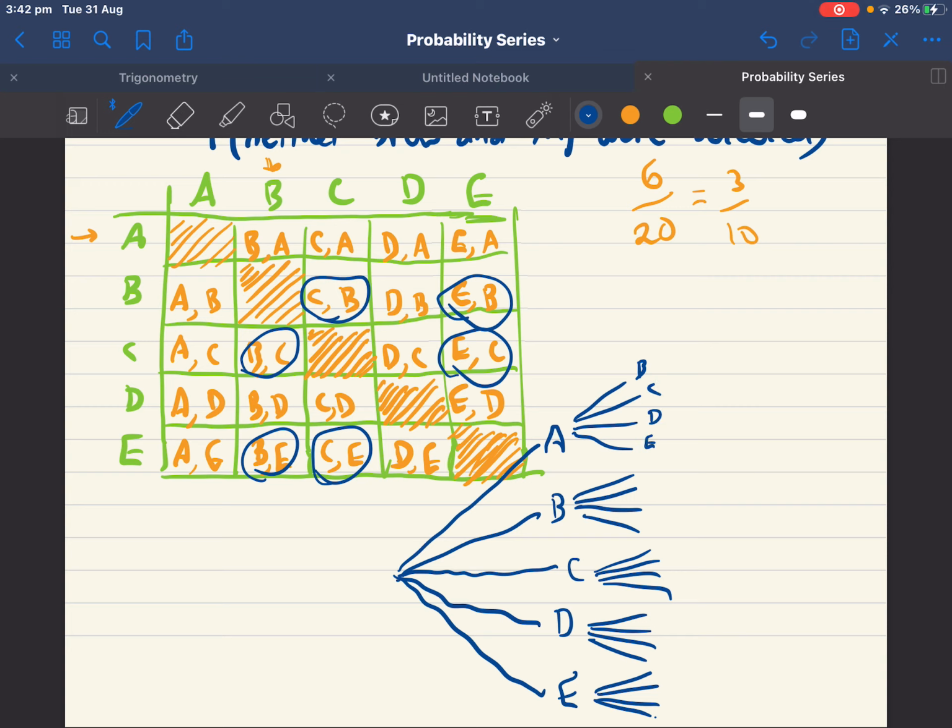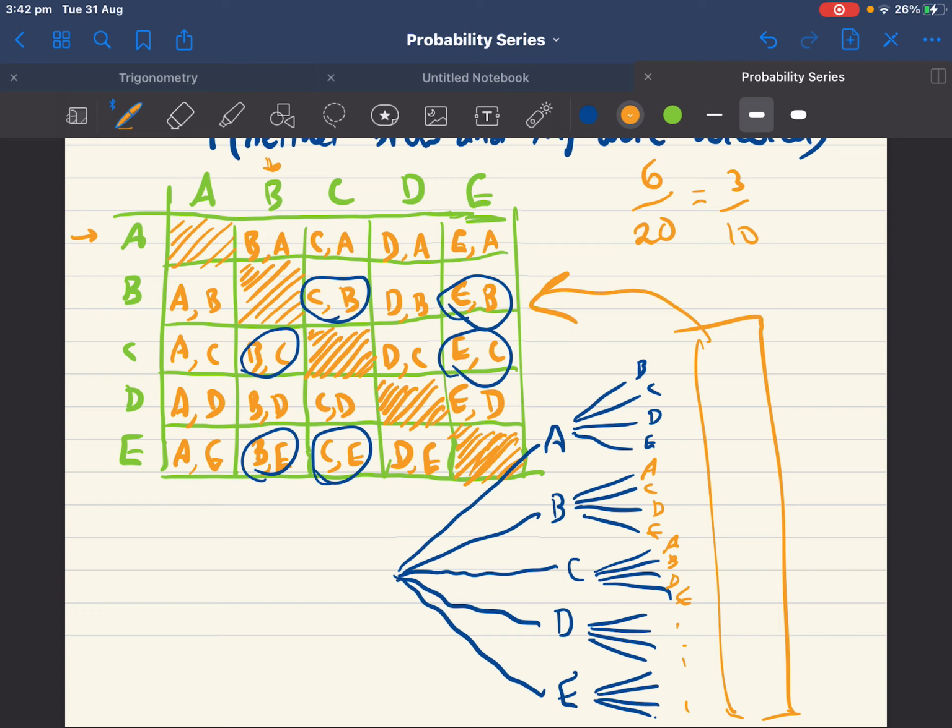Right, and the next one, if Beth was the first name that got pulled out, well, in that case, your vice captains could have been Alf, Kaz, Drew, or Emily. And so on and so forth. You would go ahead and fill out the rest. And what you'd end up with is a list of 20 different options, which will be the exact same options that were in the table. So for two-stage events, whether you're using the table or the tree diagram, it does not matter. You will end up with the exact same sample space.